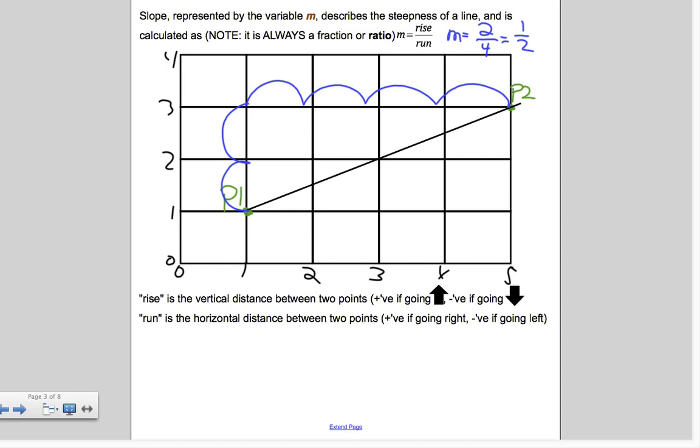Why does it matter if it's going up or down? Because it's how we get to the other point. Sometimes we have to go up to get to the point, sometimes we have to go down. So that affects whether it's positive or negative. Run is the horizontal distance between points, and it's positive if we're going right, and it's negative if we're going left. So let's take this, I'm going to let you finish writing.